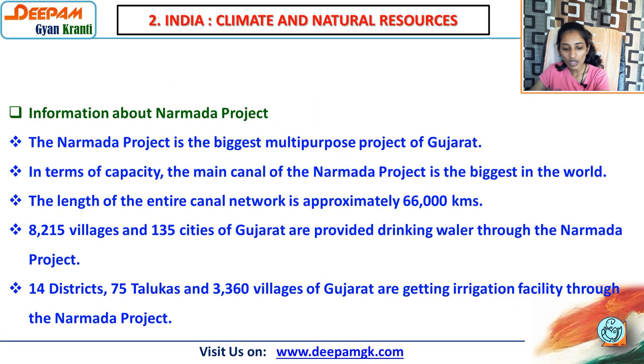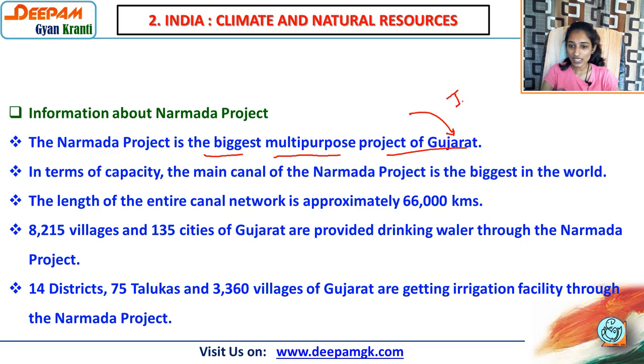Then the information about the Narmada project, you know very well. The main attraction is the Statue of Unity. The Narmada project is the biggest multi-purpose project of Gujarat, and if it is in India, then Bhakra and Nangal, so don't get confused. In terms of capacity, the main canal of the Narmada project is the biggest in the world.